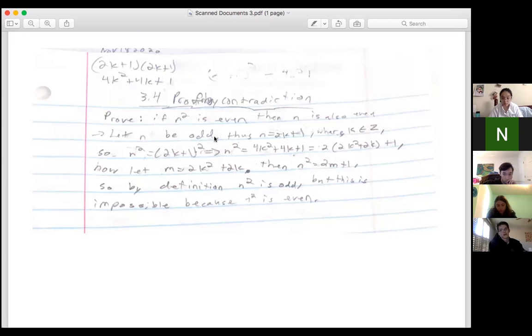So by definition, n squared is odd, right? But this is impossible since we just proved this to be wrong, and therefore n squared has to be even. That's because the definition of an odd number is 2k plus 1. And by substituting the m in for the quantity 2k squared plus 2k, we get the definition of an odd number. Yep. Everybody get that? Yeah.